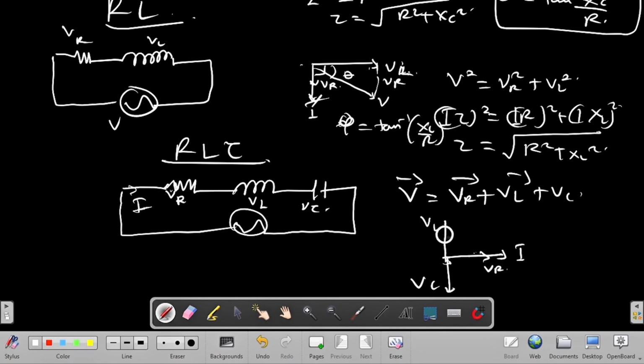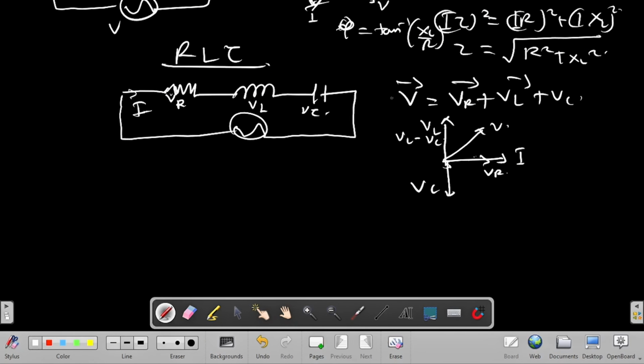Here I can see that my VL and my VC are opposite, so I can combine them as VL minus VC. Then we use this part of our circuit. At this point, I have my phase difference here, and I'm interested in only this section of the circuit because I have found the effective value. So now VC goes away, the downward one goes away, we clear it. This is what you're left with.